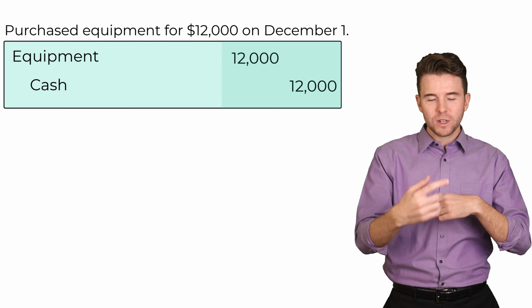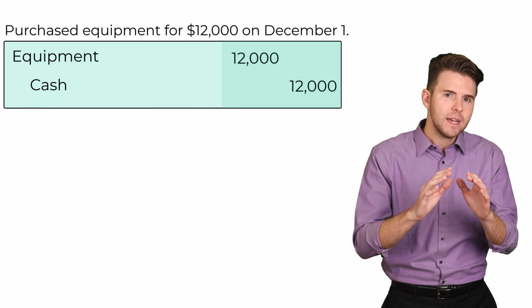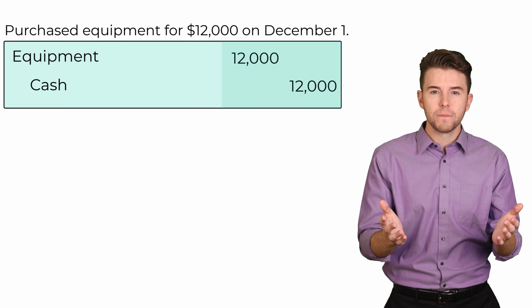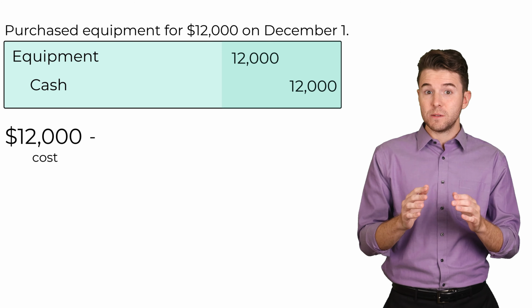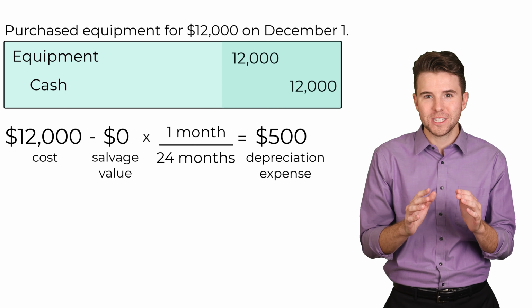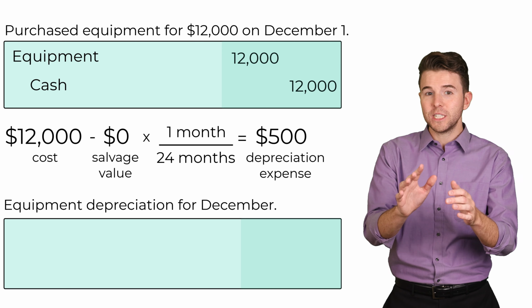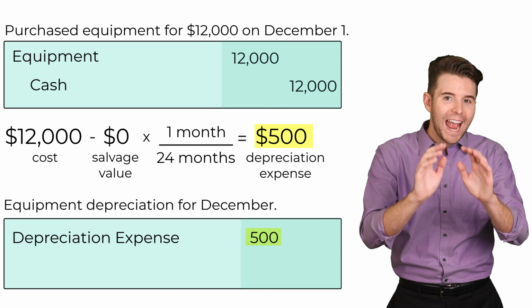Now, fast forward to December 31st, and we have to record an adjusting entry for depreciation. To compute depreciation for the month of December, we take the $12,000 purchase price, subtract the estimated salvage value, which in this case is 0, and times it by 1 month over the 24-month useful life. This gives us depreciation expense of $500 for the month of December. To record this adjusting entry, we debit depreciation expense for $500 and credit accumulated depreciation on equipment for $500.